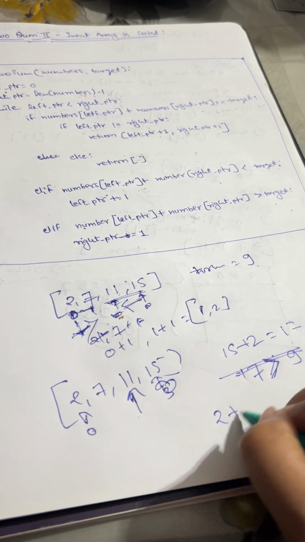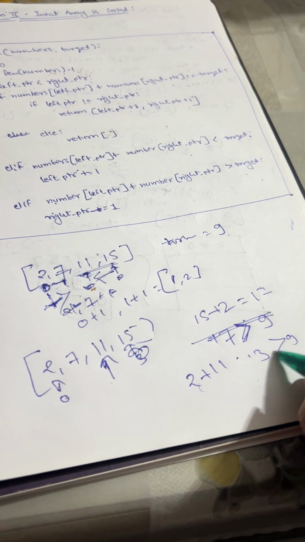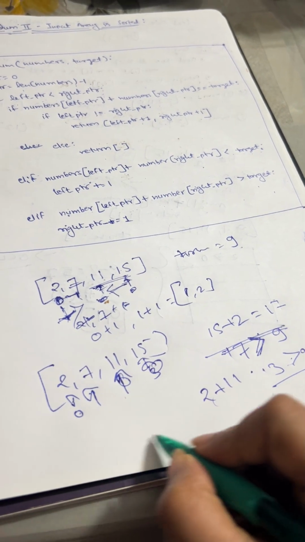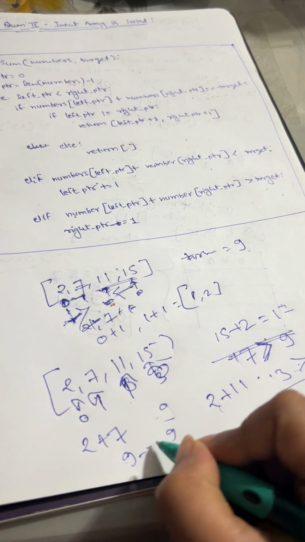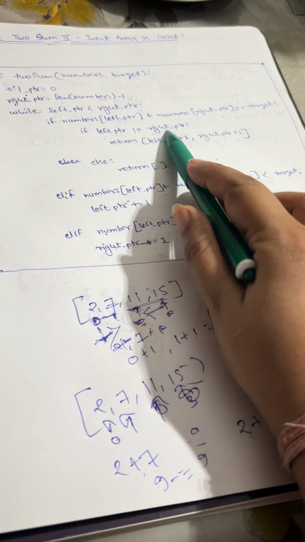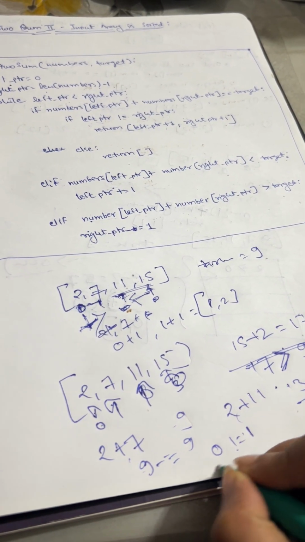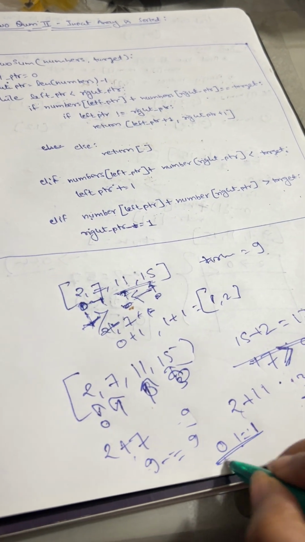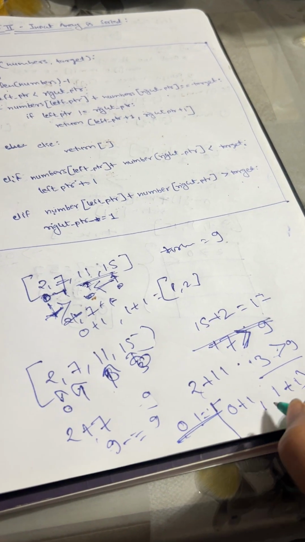Again it will check 2 plus 11, which means 13. 13 is greater than 9, right? So again we'll decrement this pointer, it will point at 7, so 2 plus 7 is 9, so 9 double equals 9, right? And here there is one more check, that the left pointer is not equal to the right pointer. The left pointer is 0 and the right pointer is 1. Yes, this condition will be true. Return left pointer plus 1 and right pointer plus 1, so 0 plus 1 and 1 plus 1, so we will get the output 1 and 2.